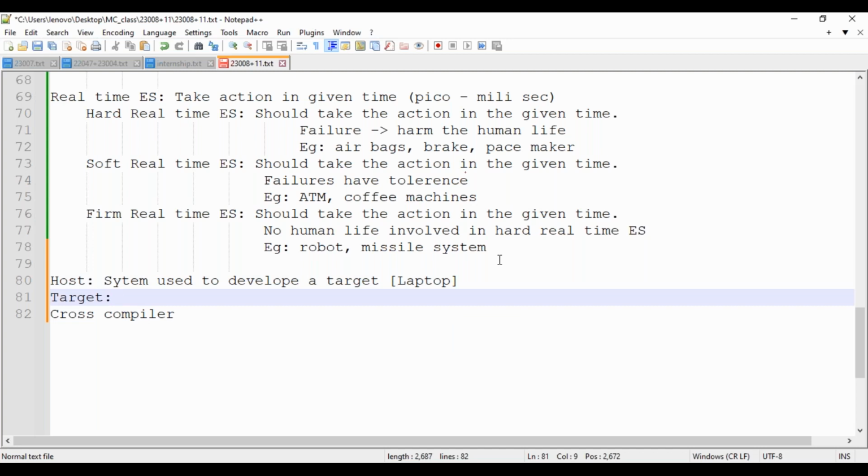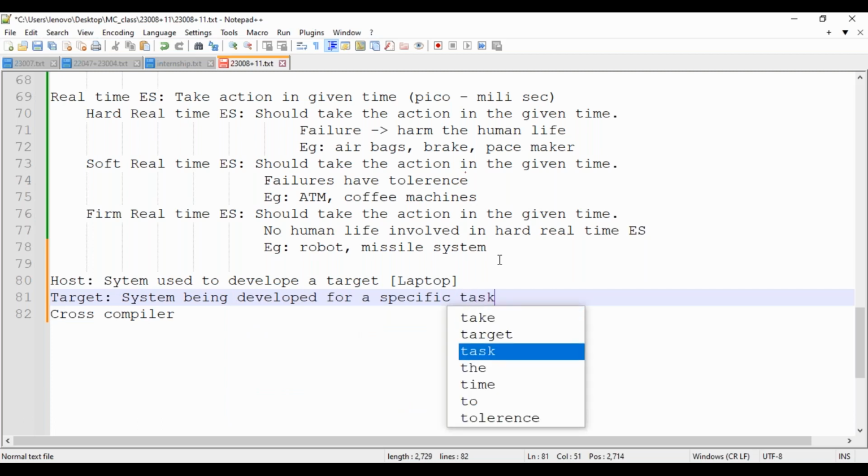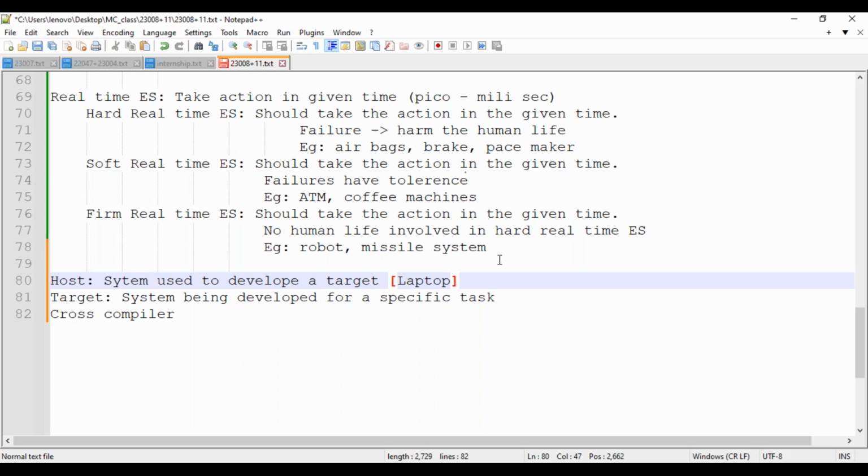Now target is nothing but the system which is being developed for a specific task. So host is the system used to develop a target, and the target is the system being developed for a particular task, and it is your PICSIM lab board.